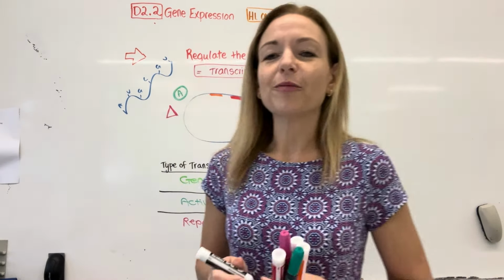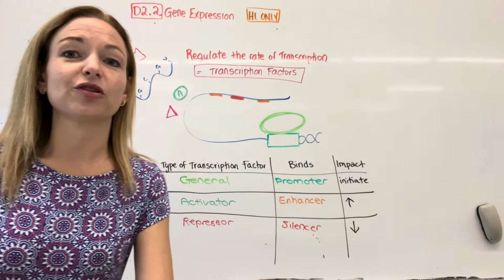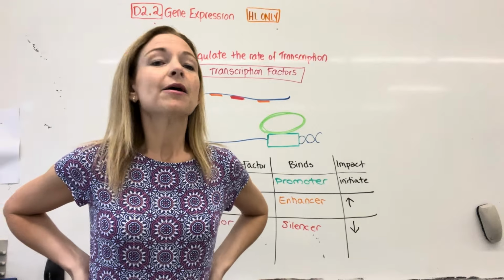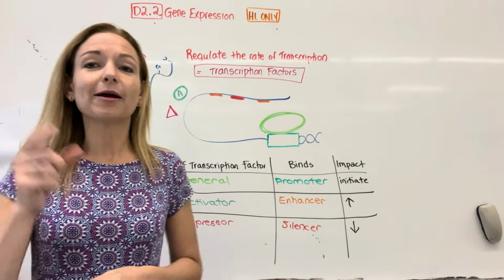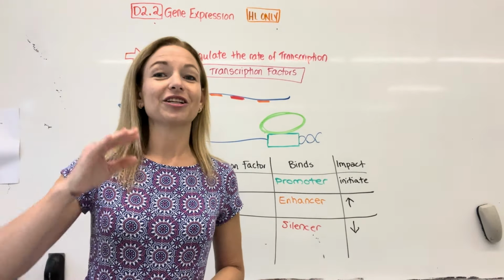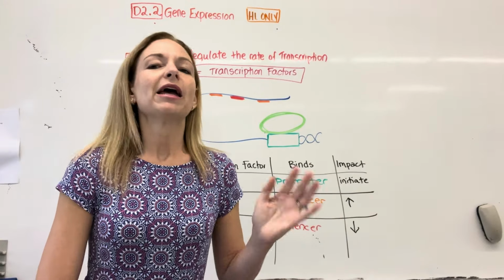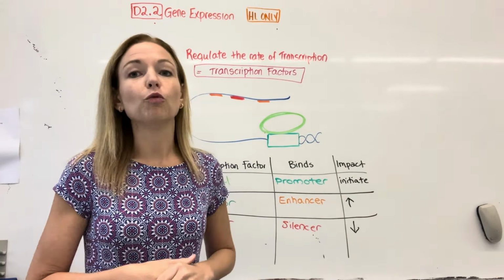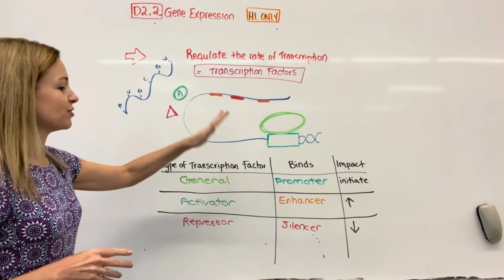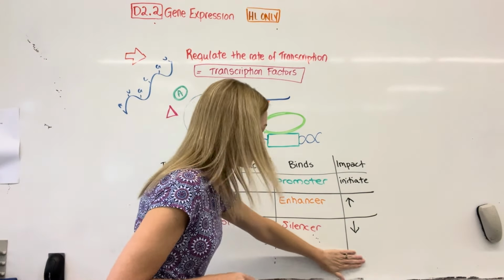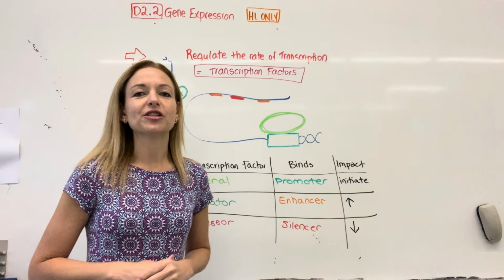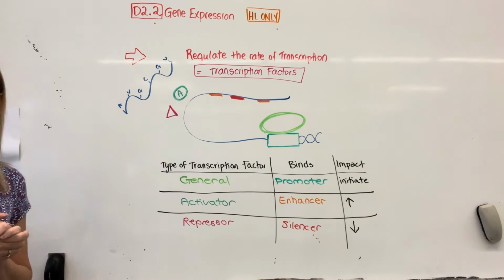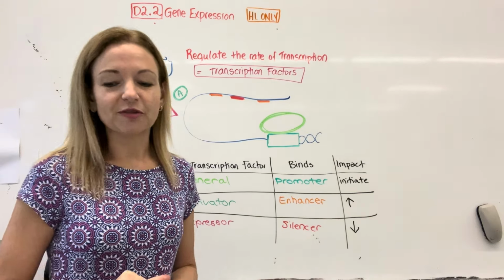We have to be careful because a lot of times we say transcription factors are things that cause transcription, and that is true for general ones, but repressors are a type of transcription factor that actually slow down transcription. It's really just a protein that regulates transcription in one way or another. These are proteins that have different roles in terms of regulating transcription. So that's the main thing that you have to know about the different types of transcription factors.